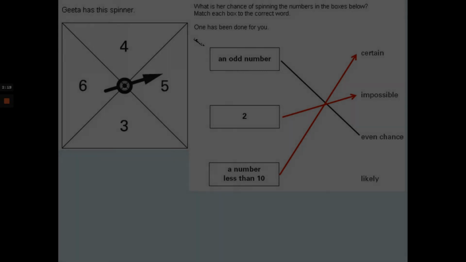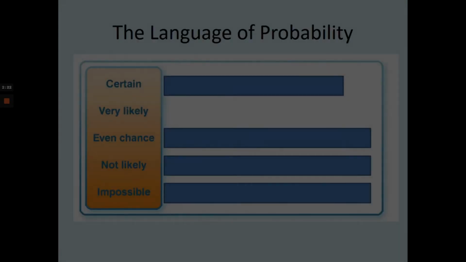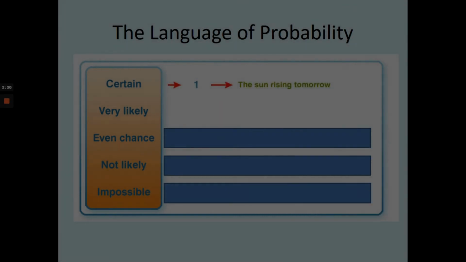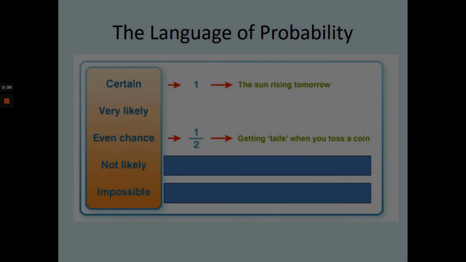So now we're going to start talking about the language of probability and how we can plot that on the scale. If something's certain, we give it a number of 1. So the sun will rise tomorrow. The sun always rises, so it is certain to happen. An even chance is the same as a half. So getting tails when you toss a coin, there are only 2 sides, you're just as likely to land on either one.